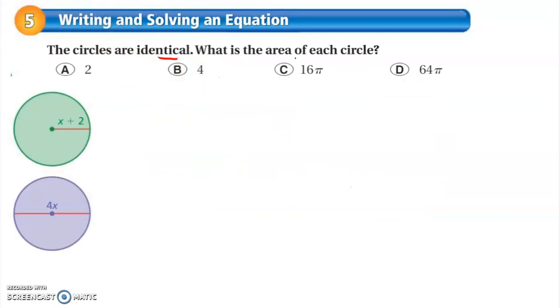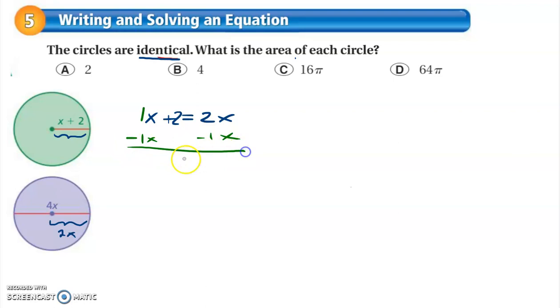All right, let's look at writing and solving an equation. Here we have a couple of circles, and it says they are identical. Okay, so if they are identical, that means the radius in this one would equal the radius here. Now we're given the diameter, so we need to cut that in half. That would make that 2x. So x plus 2 is equal to 2x. Now we have a variable term on each side. Remember, when a variable doesn't have a coefficient, put a 1 there. So then we subtract 1x from each side, and then we get 2 is equal to 1x, or x. So x is equal to 2.